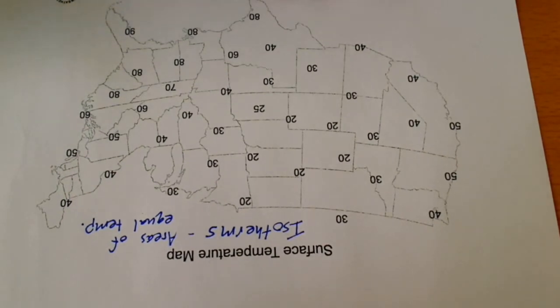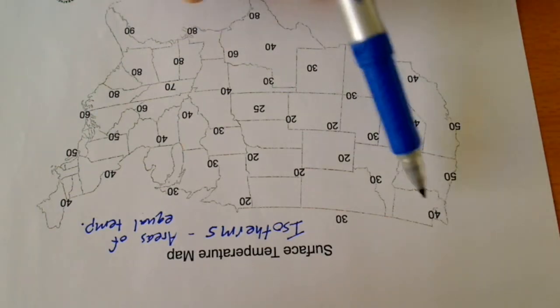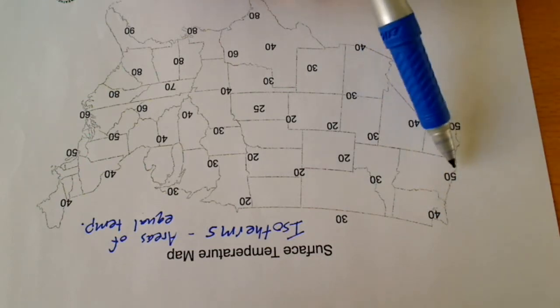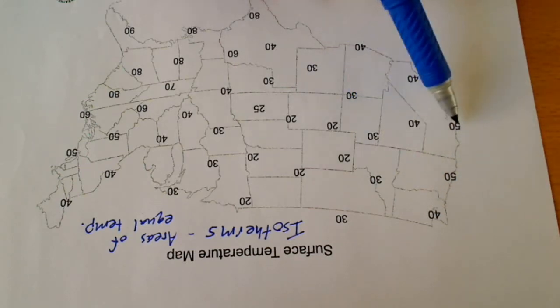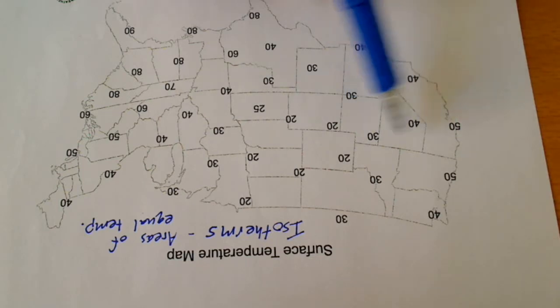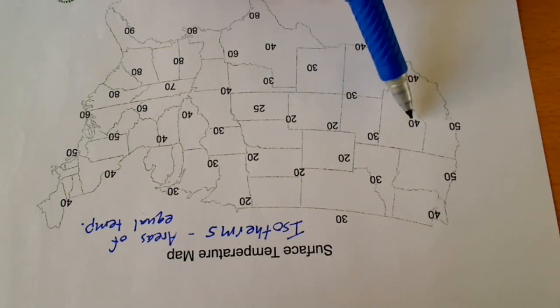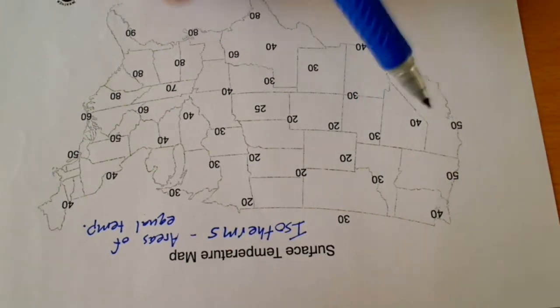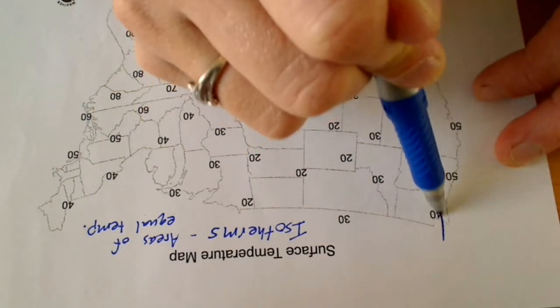So for example, why don't we start with 40? I'm going to start, there's a 40 up here in Seattle. Well, let's see, where else is there a 40? Well, that's a 50 and that's a 30. If I'm going to count between 50 and 30, there has to be a 40 in between. So we're going to go from Seattle all the way down here to Tahoe. So we are going to start connecting these dots.